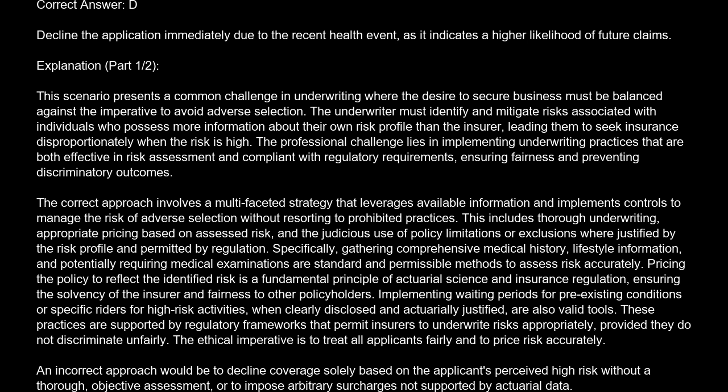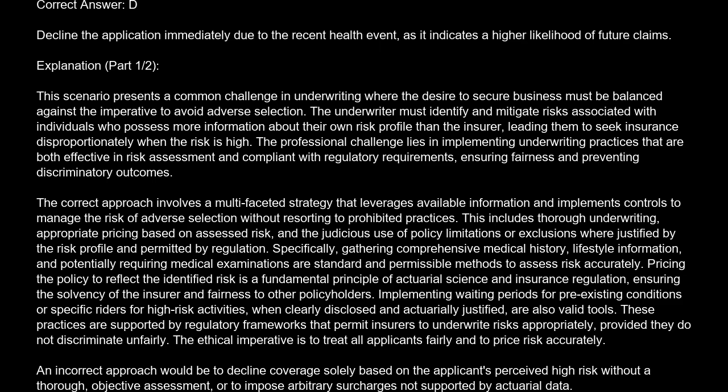The underwriter must identify and mitigate risks associated with individuals who possess more information about their own risk profile than the insurer, leading them to seek insurance disproportionately when the risk is high. The professional challenge lies in implementing underwriting practices that are both effective in risk assessment and compliant with regulatory requirements, ensuring fairness and preventing discriminatory outcomes.